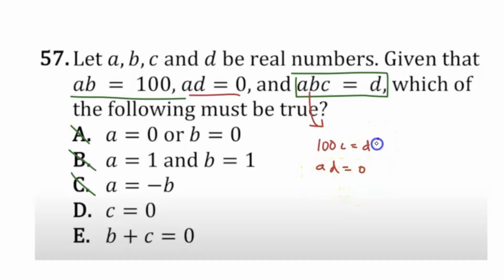So, how does D become 0? Well, we know that A times B is 100. So, the only way for D to become 0 when AB is multiplied by C is for C to be equal to 0, and therefore D is our correct answer.